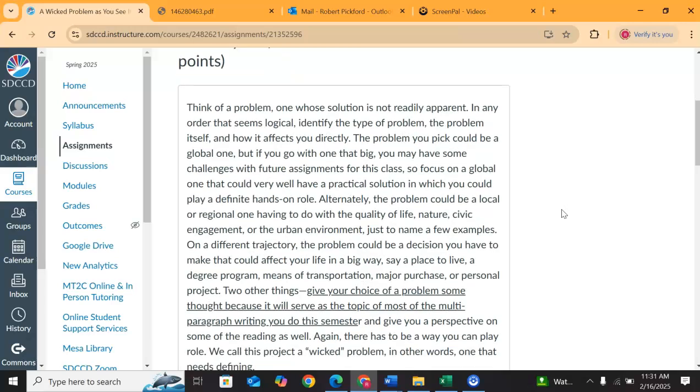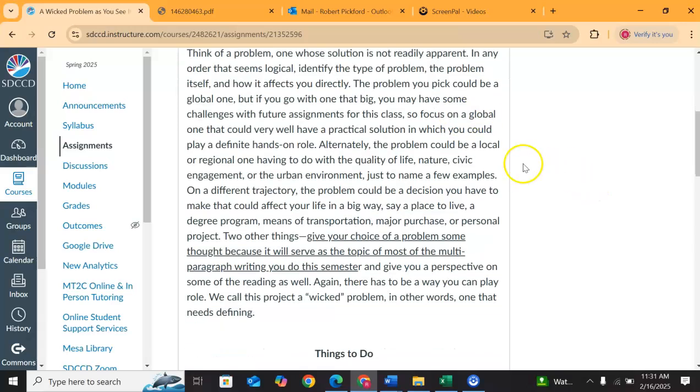And you'll notice in the reading questions last week, I asked you about a problem you'd like to take a look at. Some of you mentioned personal problems. Some of you mentioned local problems, and a few of you mentioned global ones. Great. Now you'll just need to get a little more specific about what that problem is. Well, that's what I'm saying here.